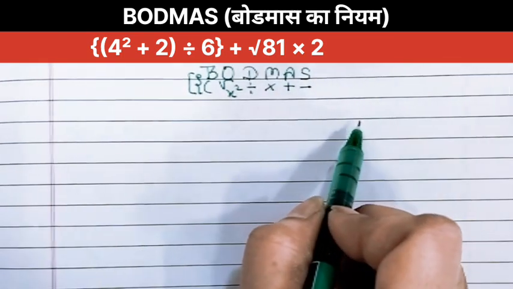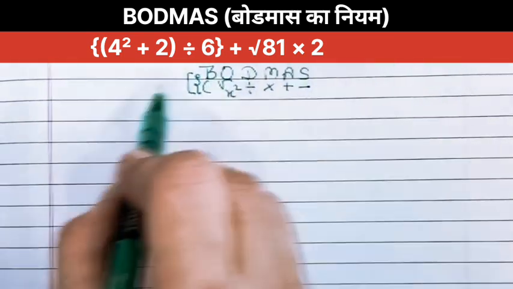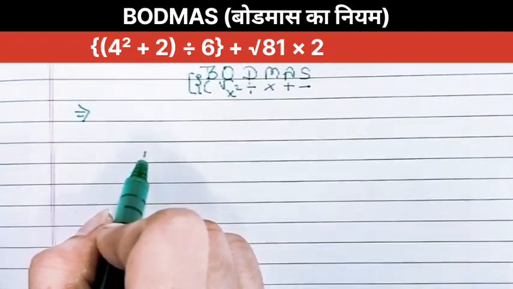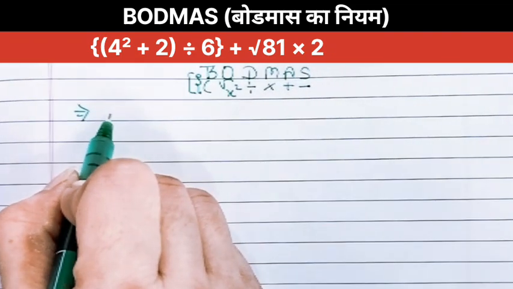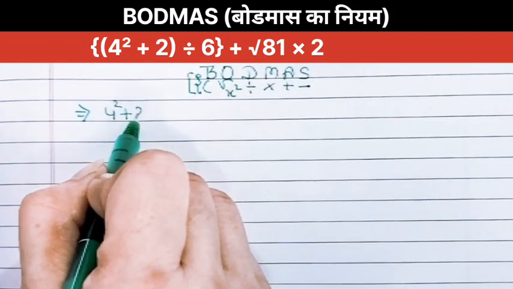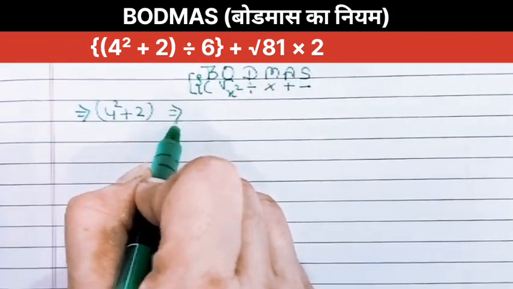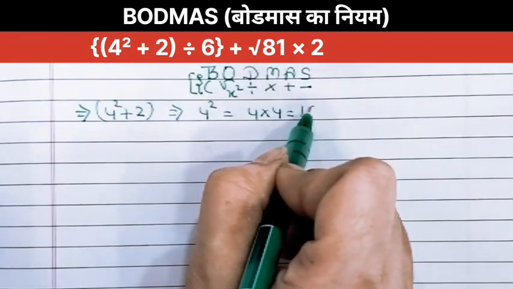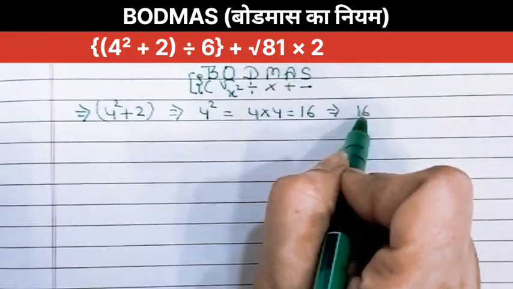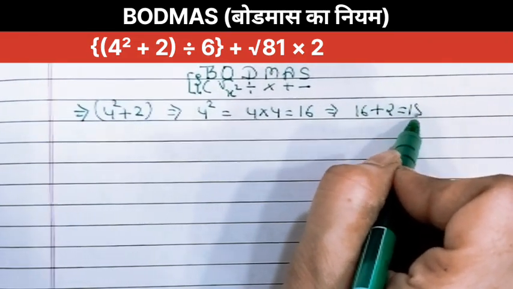Now according to the BODMAS sequence, we'll break down this expression with a step-by-step solution. Now the first step, solve the exponents inside the inner brackets. Now there is a 4 square plus 2. First we solve orders. There is a 4 square, 4 into 4 that is 16, and after 16 plus 2 is equal to 18.